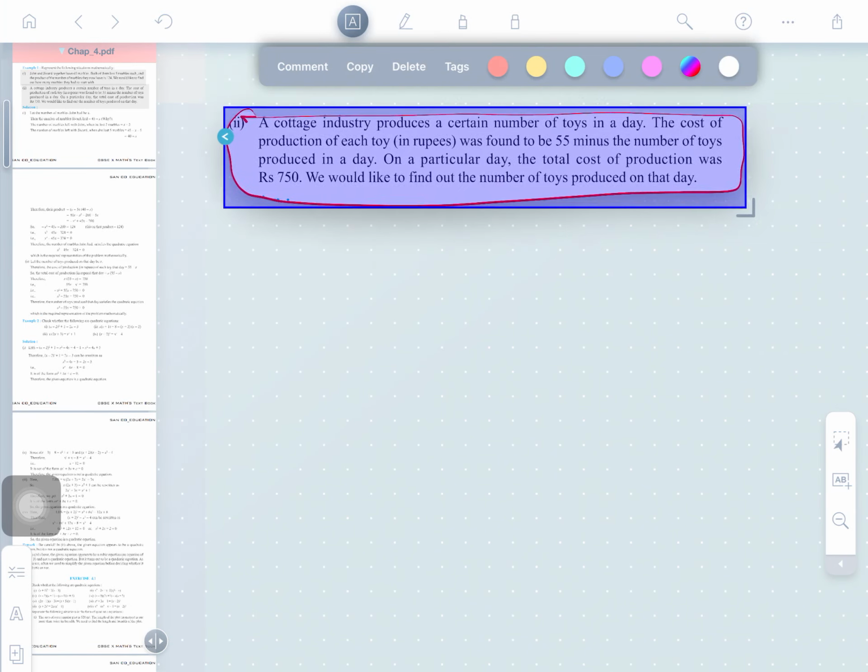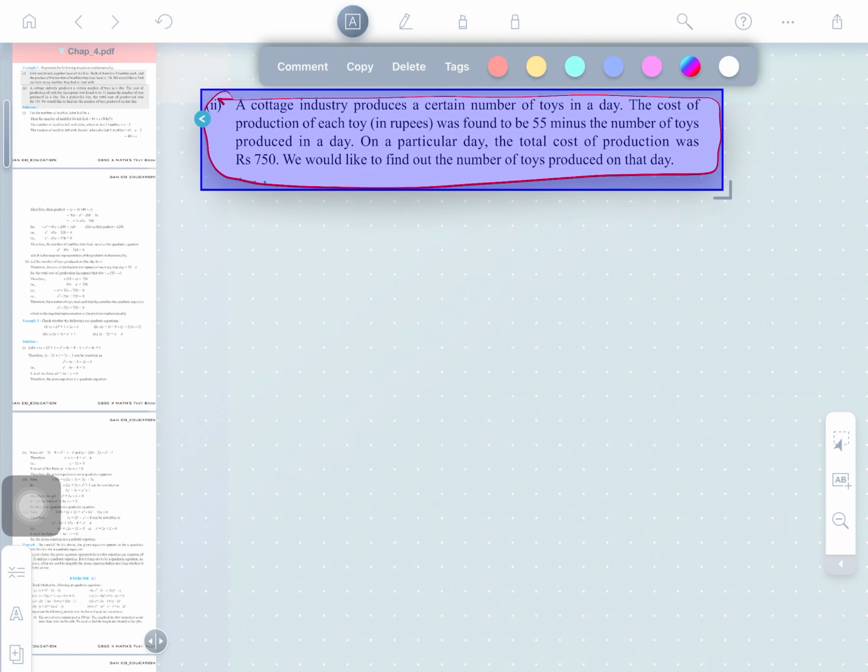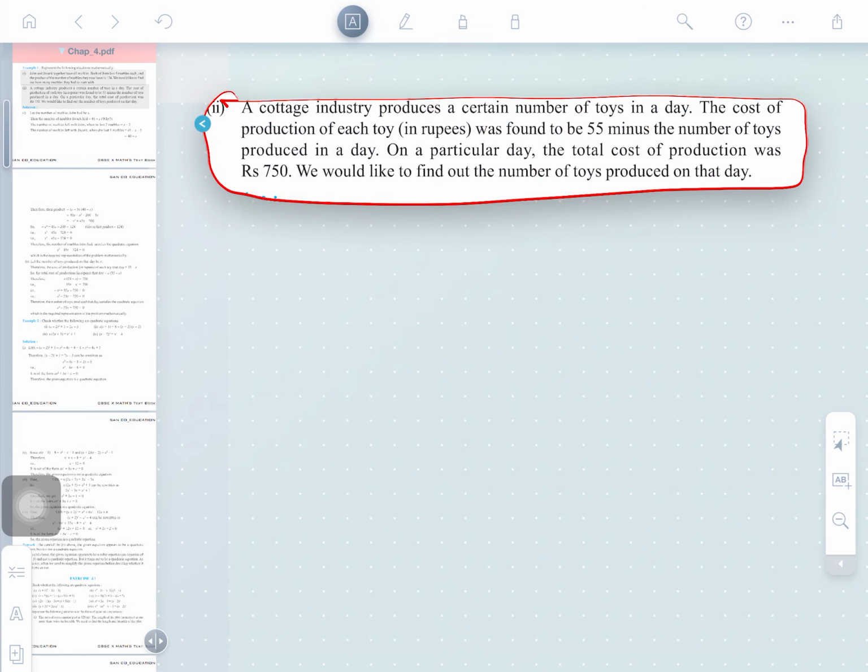Okay, what is the question saying here? A cottage industry produces a certain number of toys, I don't know, we can suppose as x. The cost of the production of which was found to be 55 minus the number of toys produced in a day, means the cost of production. So you need to find out the number of toys and cost. You understand here first, okay?